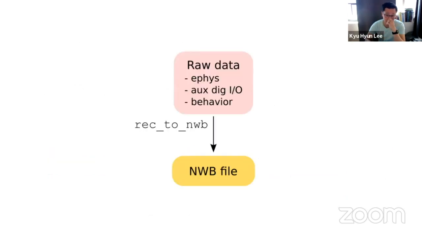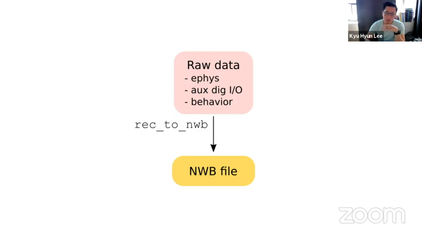So we start with the raw data, obviously, and because we do experiments in rats, we record from rats as they navigate in complex environments. We have multiple data streams. So we have electrical recordings from tetrodes and probes, also auxiliary digital input-output signals that tell us information about how the animal is interacting with the environment or what kind of stimuli were presented, and behavior recordings and so on.